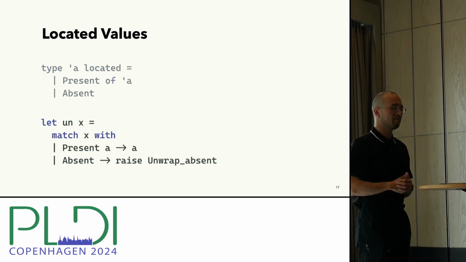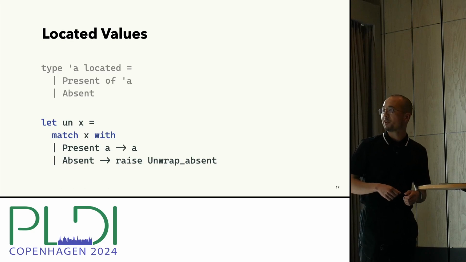We provide an unwrap function to extract the value from a present located value and raise an exception if it's absent. Note that it's the programmer's responsibility to ensure a choreography only calls unwrap on a present located value. In a typical choreography language, we would like to enforce this statically using a type system or similar techniques. However, here, for simplicity, we leave that out.